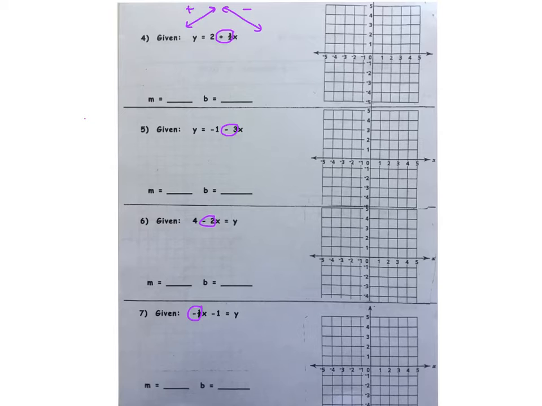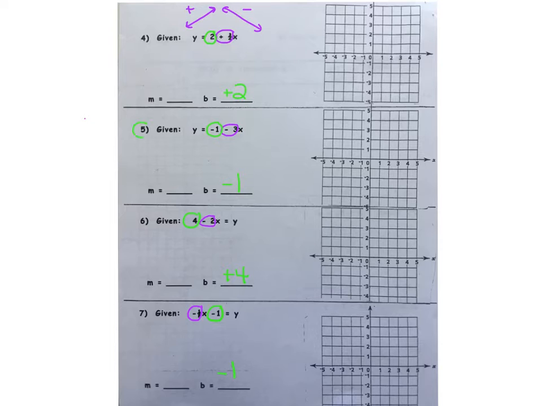Now, the intercepts. For number 4, our intercept is positive 2. That's our anchor on the y-axis. For number 5, our intercept is negative 1 on the y-axis. For number 6, it's positive 4. And for number 7, our intercept is negative 1.